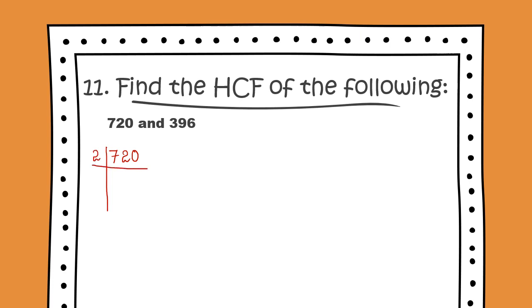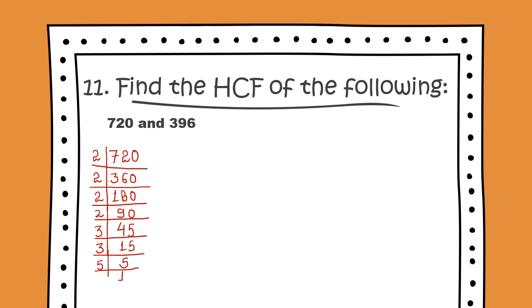720 is divisible by 2. 2 threes are 6, 1 left, 1 and 2 make 12, 2 sixes are 12 and 0. Again, divide by 2. 2 ones are 2, 2 eights are 16 and 0. Then by 2, 2 nines are 18 and 0. Then again by 2, 2 fours are 8 and 2 fives are 10. Then 45. 45 is not divisible by 2, so we will divide it by 3. 3 fifteens are 45, then 3 fives are 15 and 5 ones are 5. So here we got the prime factors of 720.